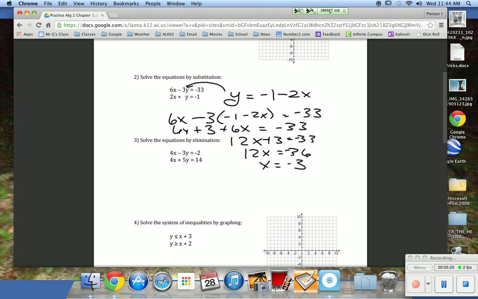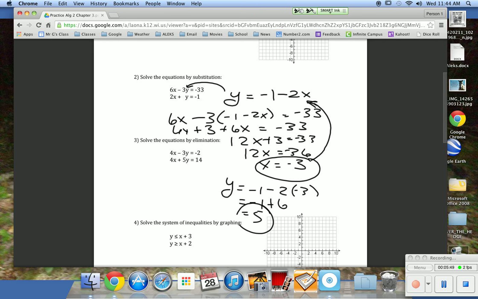All right, are we done? We have to figure our y. So let's take this x, and we can plop it right back into that equation up there, right? So we put it in there. y equals -1 minus 2 times -3. -1 plus 6 equals 5. y equals 5. We've got our two answers.